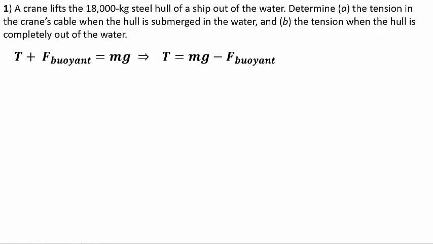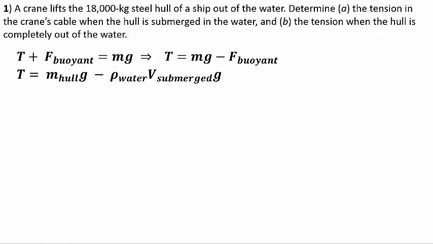So when the hull is submerged, both the buoyant force and the tension force act upward on the hull. And so their sum is equal to the weight of the hull. The buoyant force is the weight of the water being displaced. If we write that out and we solve it for tension, I'm going to go ahead and plug in a few variables.